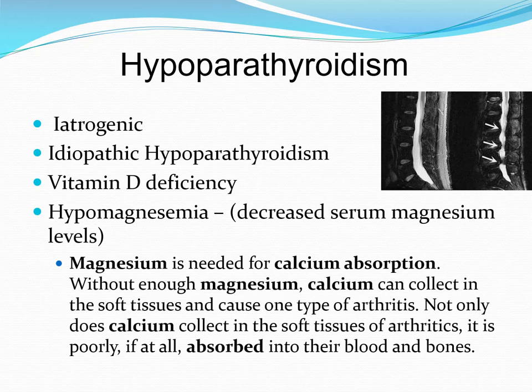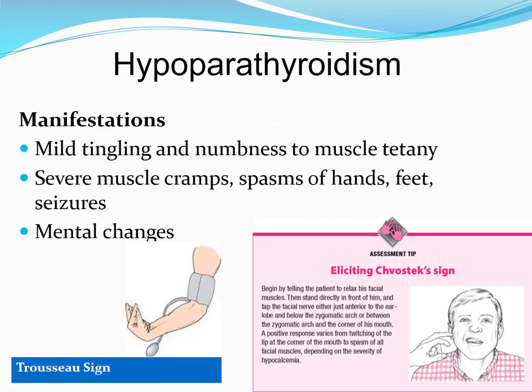Decreased serum magnesium levels can occur with alcoholism, malabsorption syndromes, chronic renal disease, and malnutrition. It can cause an impairment of the parathyroid hormone secretion and may interfere with the effects of parathyroid hormone on the bones, the kidneys, and calcium regulation. And magnesium, recall, is needed for calcium absorption.